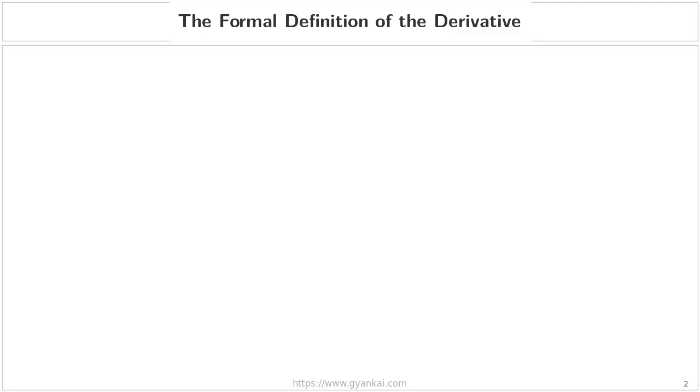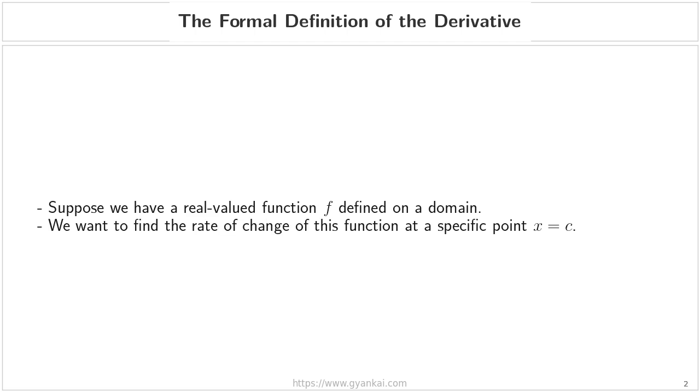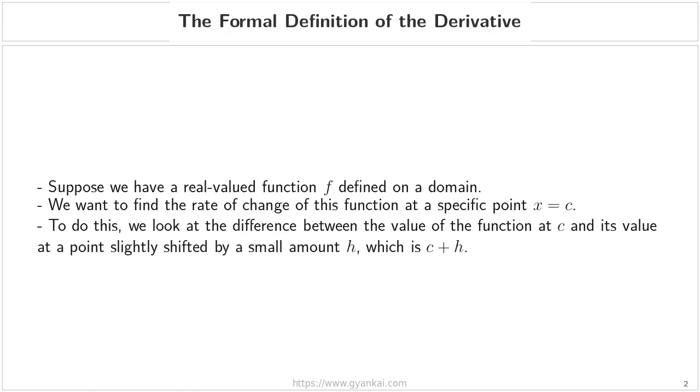The formal definition of the derivative. Now that we have established that the derivative represents the instantaneous rate of change, let's move on to slide 2, where we will examine the formal mathematical definition. Suppose we have a real-valued function, which we will call f, defined over a specific domain. Our objective is to find the exact rate of change of this function at one specific point, where x equals c. To do this, we need to compare the value of the function at point c with its value at a point that is shifted by a very small amount, which we denote as h. Therefore, we look at the function at the point c plus h.